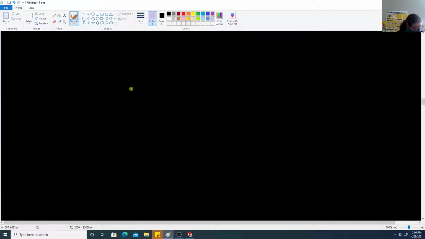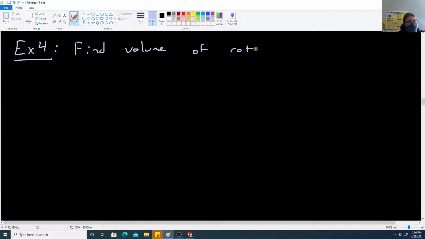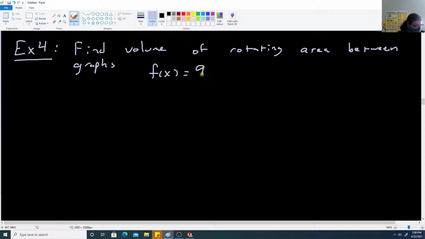So the next one that we look at is going to have two parts, a part A and a part B. They want us to find the volume of a rotating graph, the area between graphs. They give us f of x equals 9 minus x squared and y equals 12, from 0 up to 3.